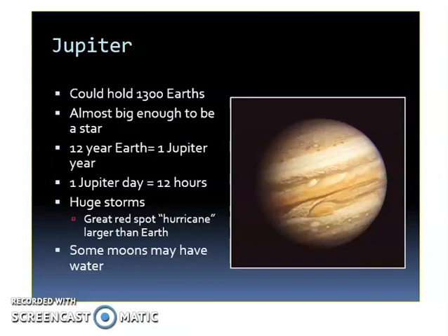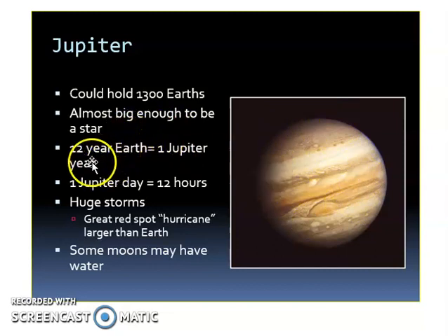There is another piece of information here about Jupiter. Jupiter could hold 1,300 Earths inside it, meaning you need 1,300 planet Earths to fill the inside of Jupiter. That is how big Jupiter is. Almost big enough to be a star. So the size of Jupiter could be the same as a star.